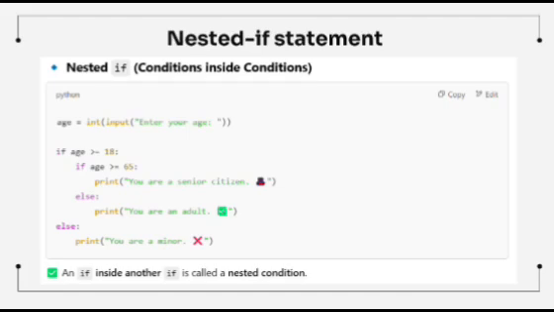So here, if age is greater than or equal to 18, you are an adult. If age is less than 18, you are a minor, and if age is greater than or equal to 65, you are a senior citizen. An if condition inside another if is called a nested condition. If is there inside another if, so it is called a nested if statement.